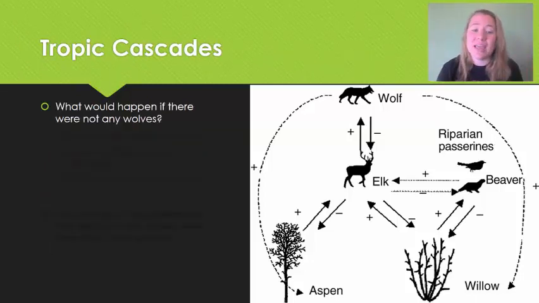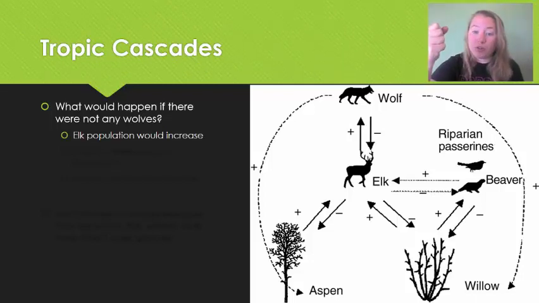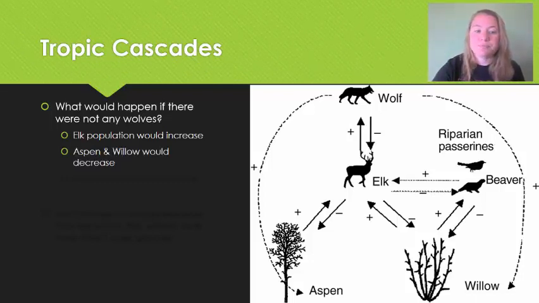Now, a trophic cascade would be if you have a disruption at this top level of the food web here. So what would happen if there were not any wolves? If you look at the interaction between wolves and elk, the elk population would increase, because fewer wolves means more elk. You follow that minus arrow. But then what about the elk impact on aspen and willow? Well, if you have more elk, you're going to have less aspen and less willow, because again, that's a minus arrow.